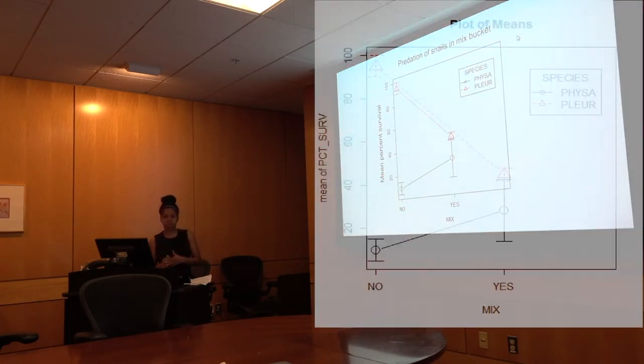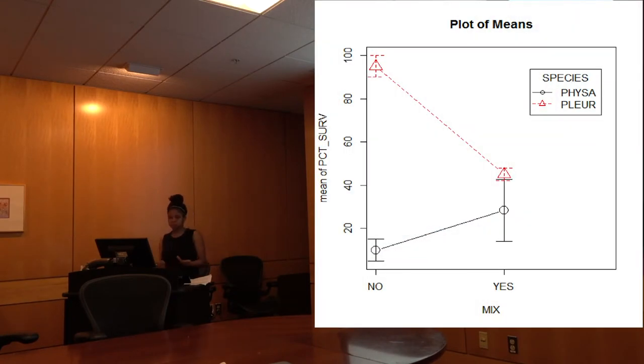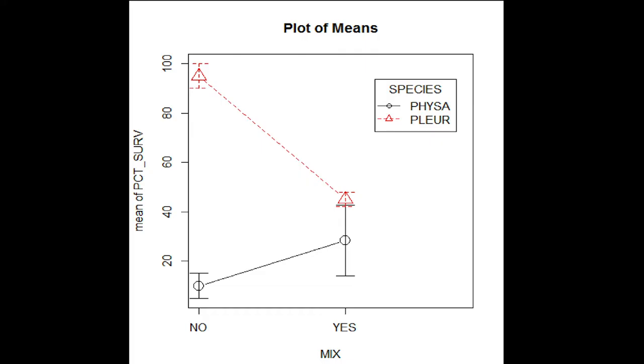So after seeing how each snail was affected by being in the alone bucket, we then wanted to see how each snail benefited from being in the mixed bucket. On the x-axis, it shows whether the snails were in the mixed bucket or in the buckets alone. And on the y-axis, we again have percent survival.